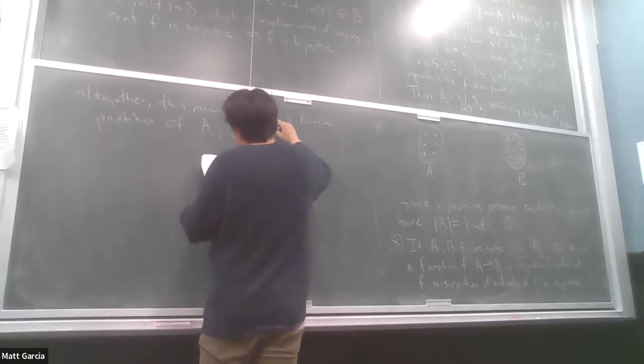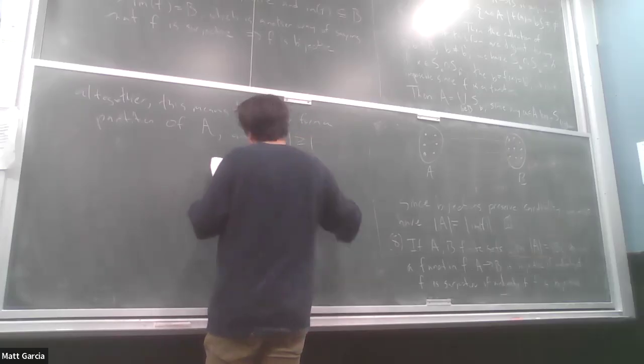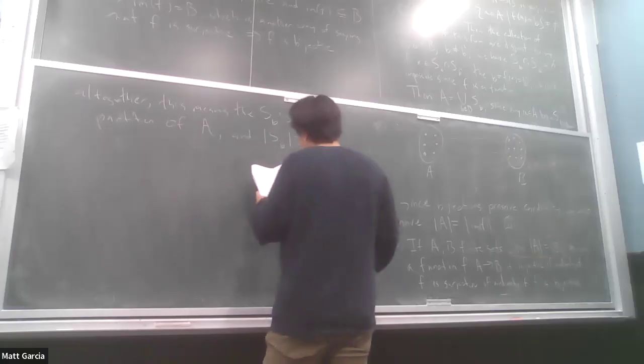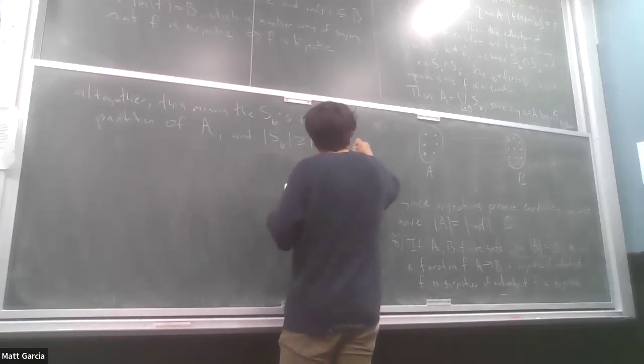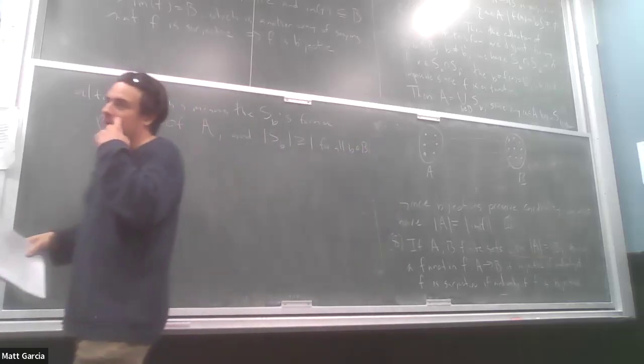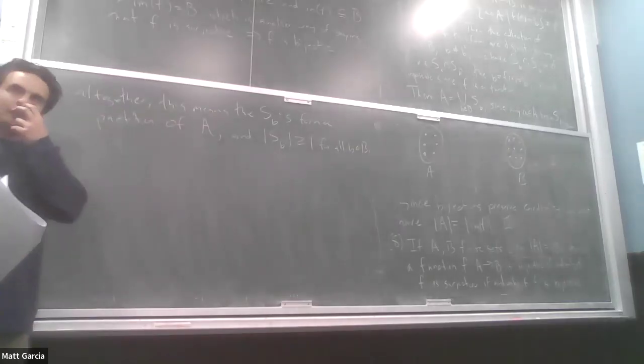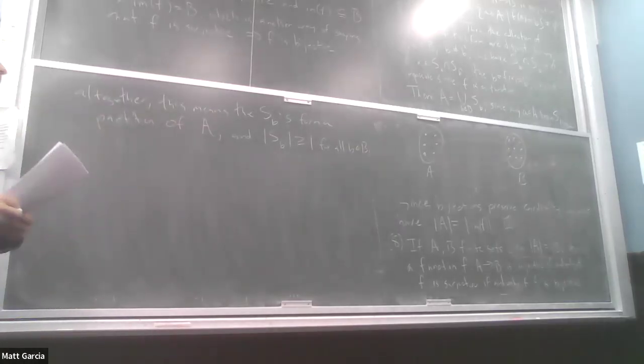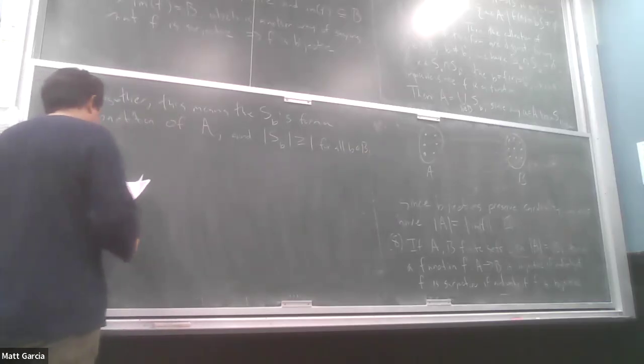And we also have that the cardinality of S sub B is greater than or equal to 1 for all B in B. Now, we said this already, but not in terms of cardinality, right? This is just saying that none of these sets S sub B are empty.